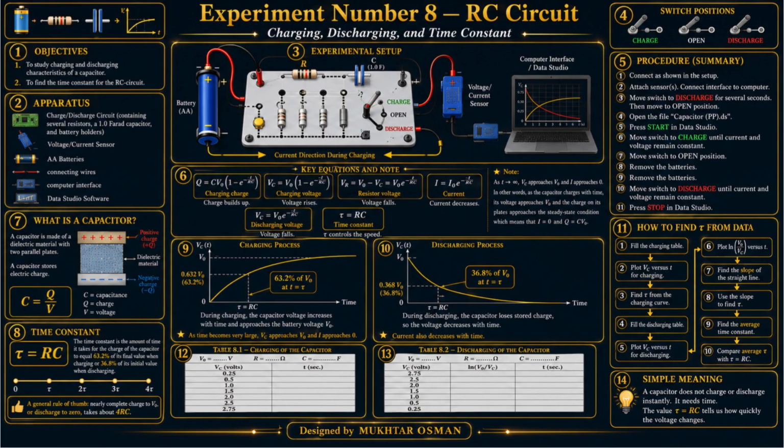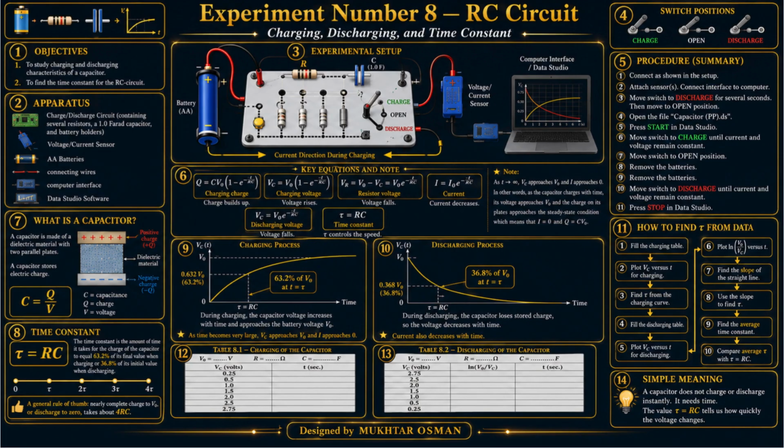11. How to find tau from data. 1. Fill the charging table. 2. Plot VC versus t for charging. 3. Find tau from the charging curve. 4. Fill the discharging table. 5. Plot VC versus t for discharging.